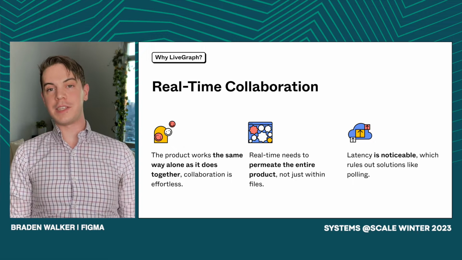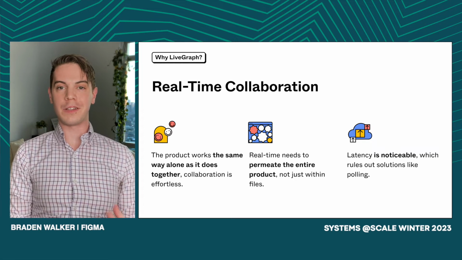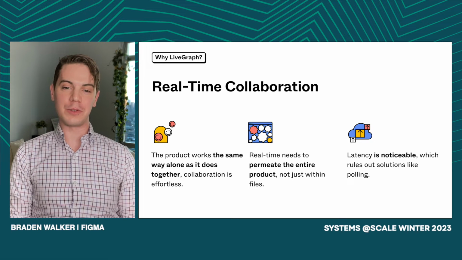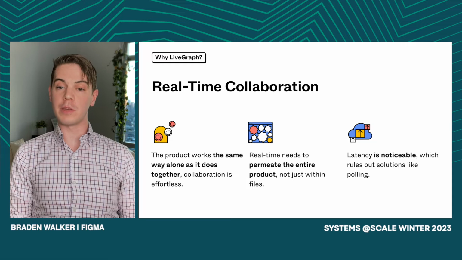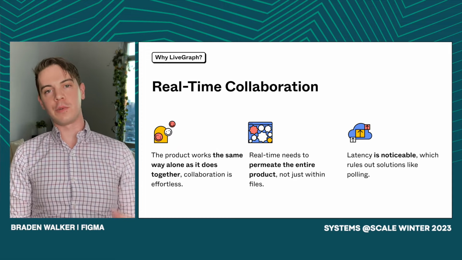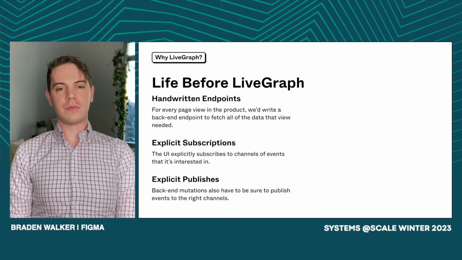And latency is noticeable in this environment because you're generally collaborating with people that you're actively talking to. You might be in a meeting together. And so we need the system to move at the same speed that human communication does. So this totally rules out technical solutions like polling. We could never keep up.